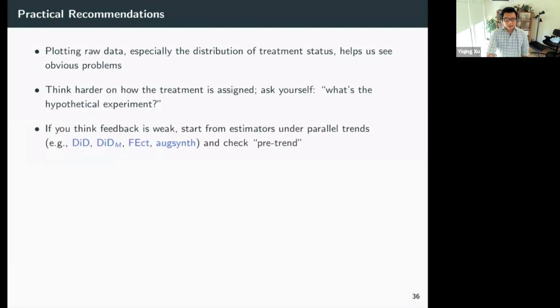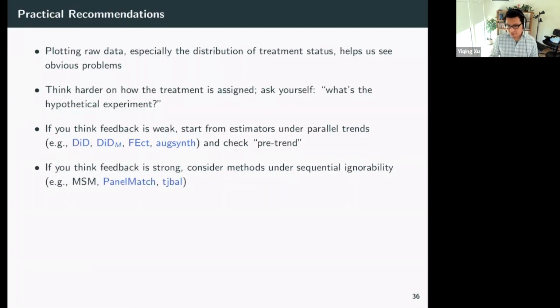And if you think feedback is weak, you can start from estimators that work under parallel trends, such as DID, DIDM, counterfactual estimators, augmented synthetic control, and then find out a way to check pre-trends. This cannot directly test the parallel trend assumption, but gives you a sense to what extent they're believable. And if the feedback is pretty strong, maybe you need to consider sequential ignorability.